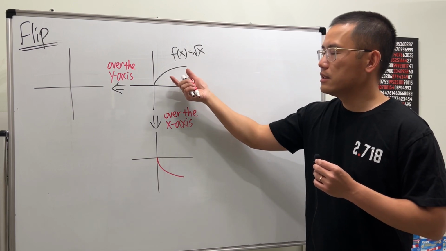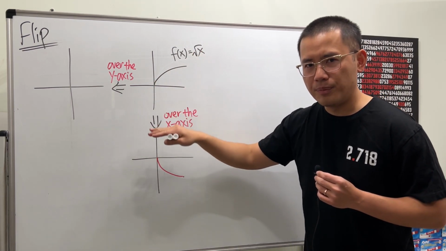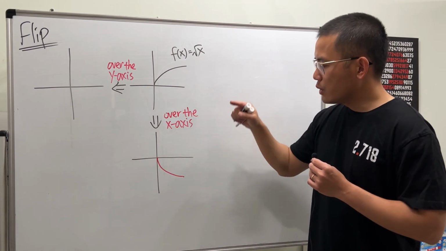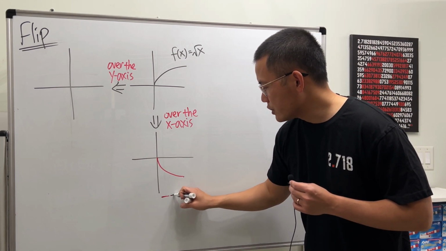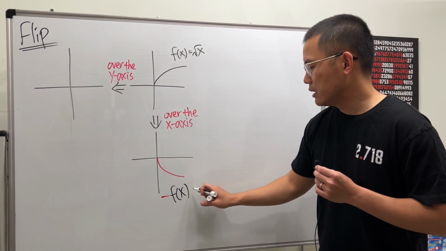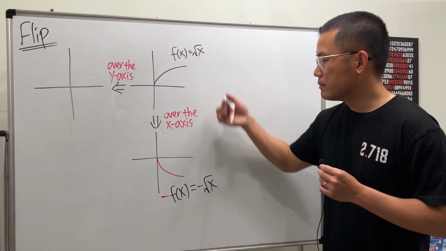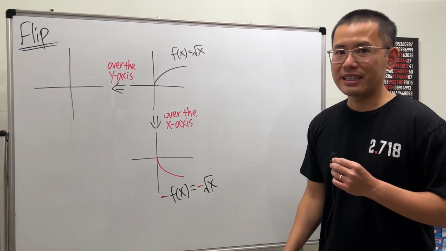Over the x-axis, originally we have positive y values, but now they become negative y values. So we just have to negate the function entirely. So we multiply negative by f of x. And we will end up with the equation negative square root of x. Flip it upside down, just like that.